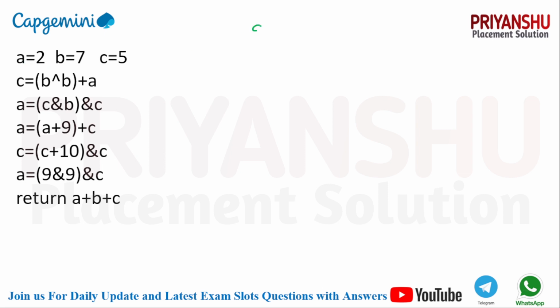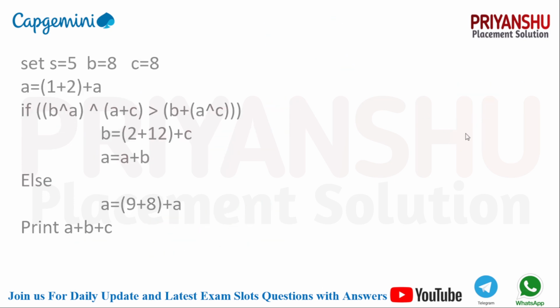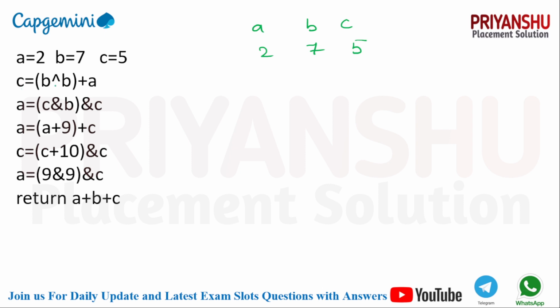a, b, c is given, you have 2 7 5. Clear? Then c equal to b b. I have already told previously, see here, this thing we are using. Okay, so 0 is there, so c equal to a, c equal to a means 2. Then a equal to c b, c b means 7, and with c b, c and with b.